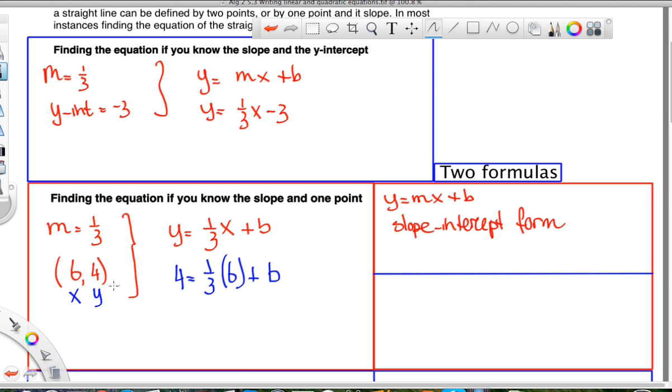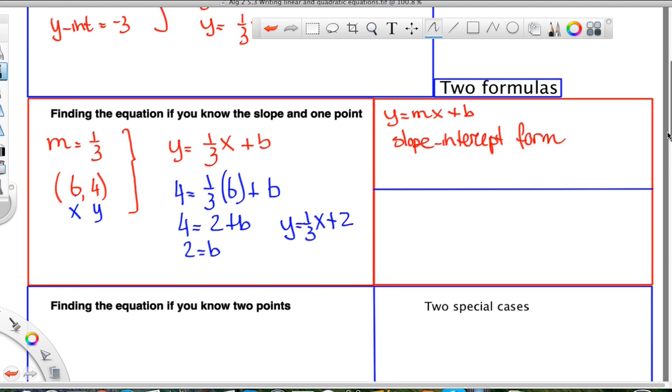The other way to look at this is to say, well, if this point is on the line, then when I put a 6 into the equation, I should get a 4 out of it. So that puts the numbers in the same spots. And then you just solve. So 1/3 of 6 is 2. Move the 2 over, so you get 2 equals b. And then don't forget to write the actual equation. So it's 1/3 x plus 2. Okay, so that's using the same slope-intercept form of the line.